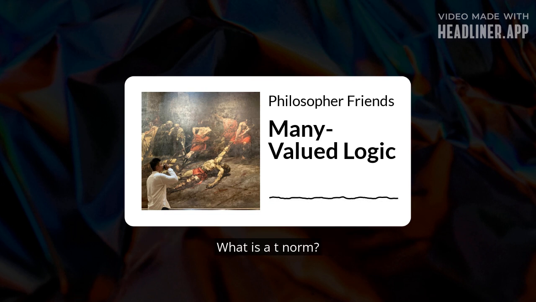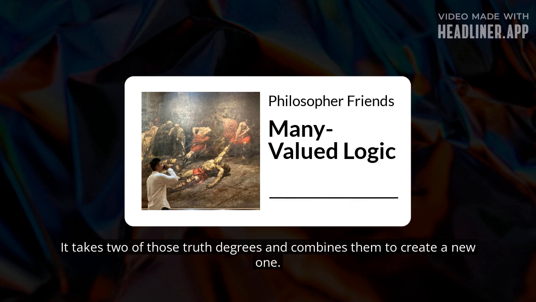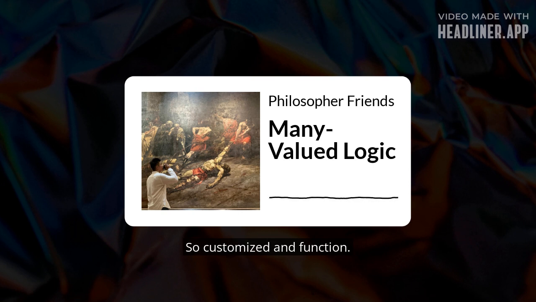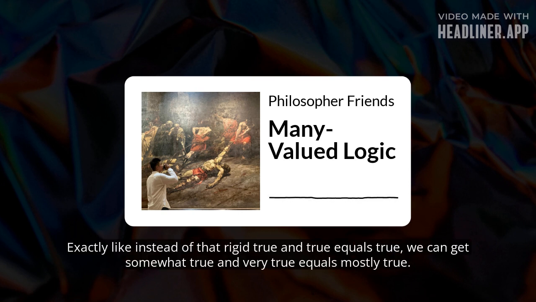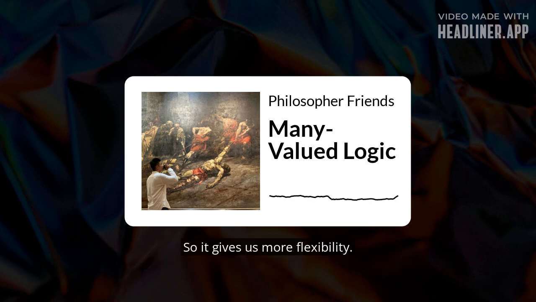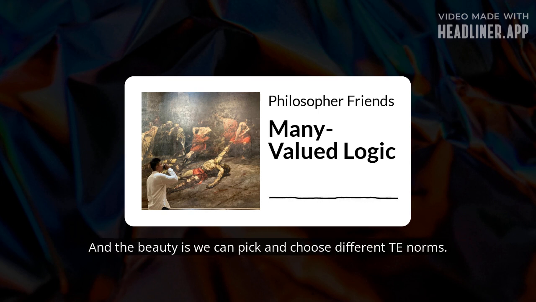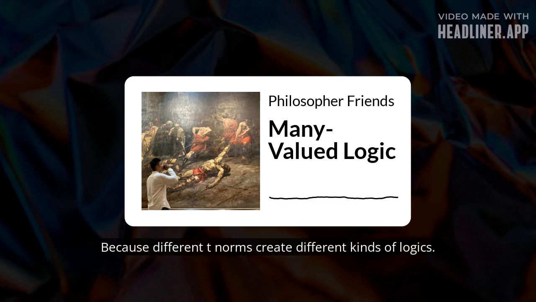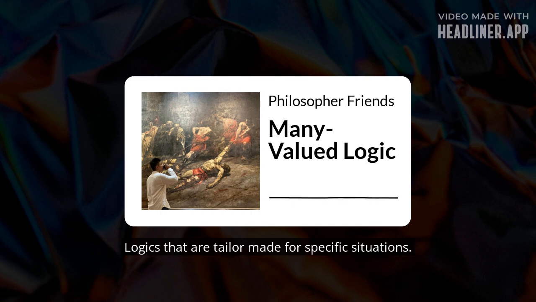What is a T-norm? Think of it as a function. It takes two of those truth degrees and combines them to create a new one. So a customized AND function? Exactly. Like instead of that rigid true and true equals true, we can get somewhat true and very true equals mostly true. I see. So it gives us more flexibility. Exactly. And the beauty is we can pick and choose different T-norms. Why would we do that? Because different T-norms create different kinds of logics that are tailor-made for specific situations.